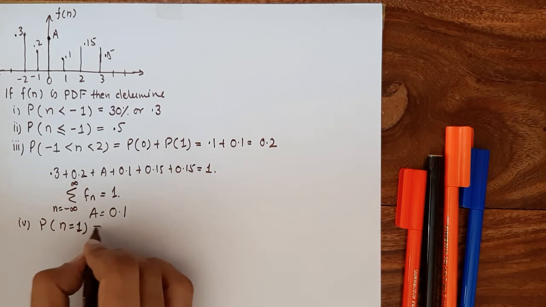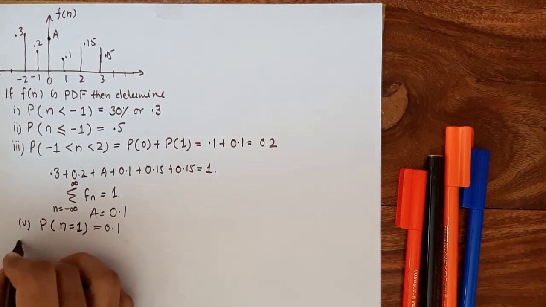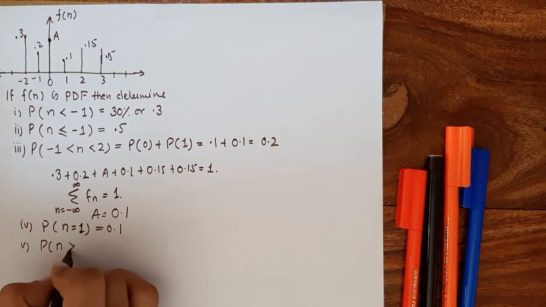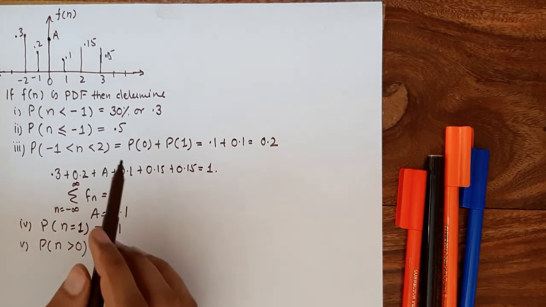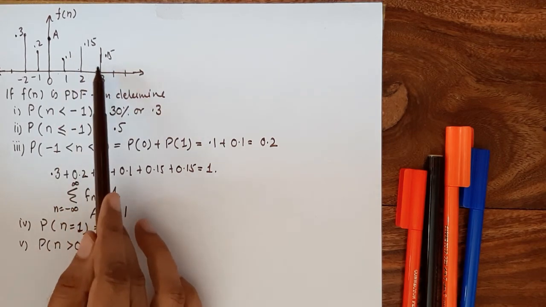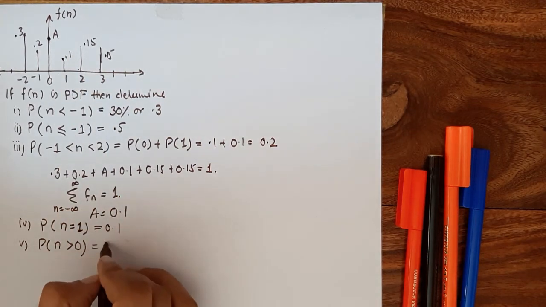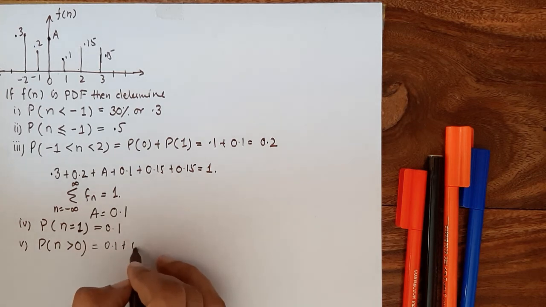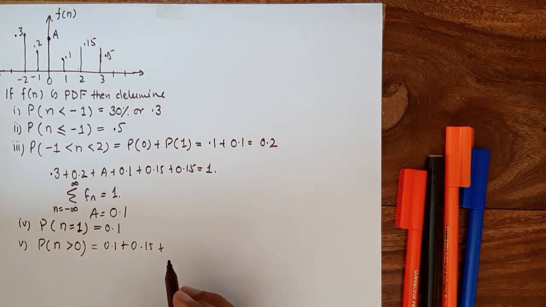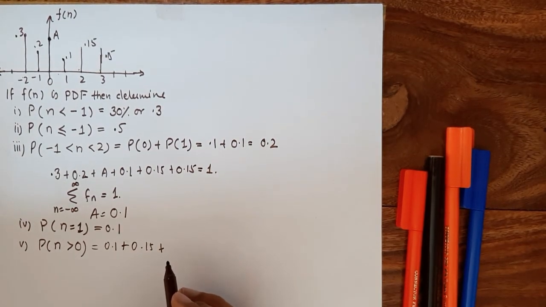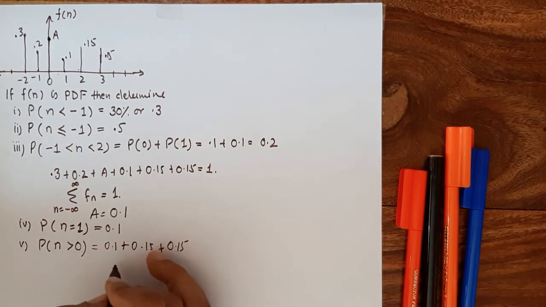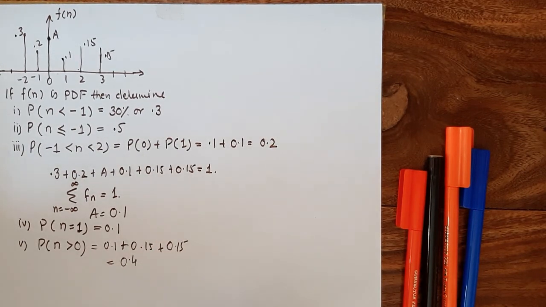So this is pretty easy. And what about the probability of n, let us say, greater than 0? Greater than 0 is happening for this value, and this value. So this is 0.1 plus 0.15 plus 0.15, which will be 0.4.